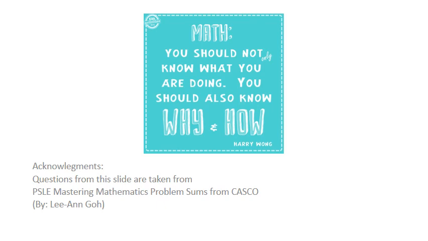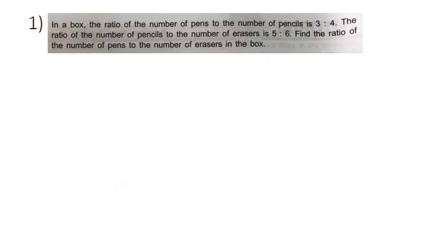So before I go into the 5 questions of ratio, the questions are taken from this book called PSLE Mastering Mathematics Problem Sums from Casco by Leanne Goh. Let's start. Now question 1. In the box, the ratio of the number of pens to the number of pencils is 3 to 4. The ratio of the number of pencils to the number of erasers is 5 to 6. Find the ratio of the number of pens to the number of erasers in the box.